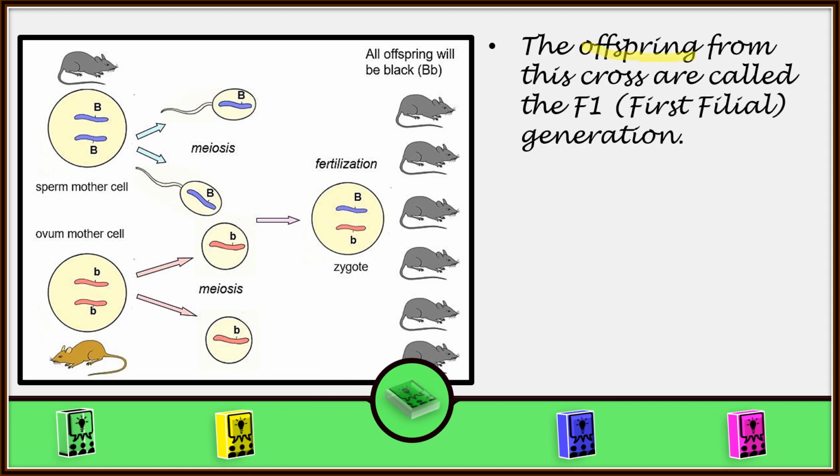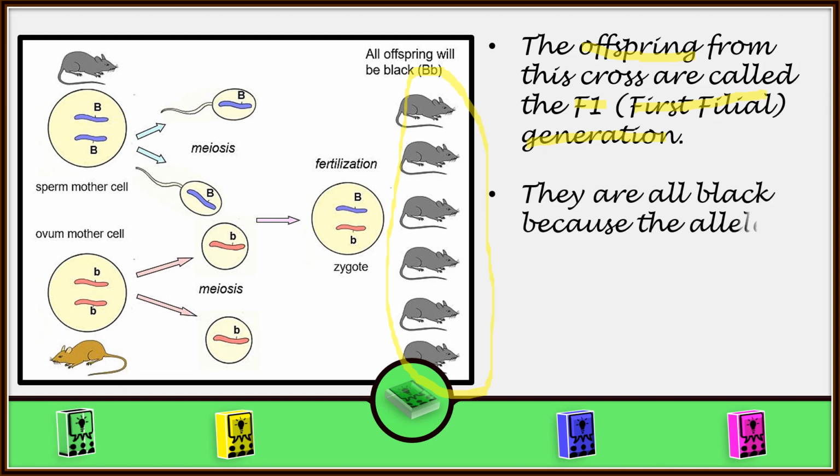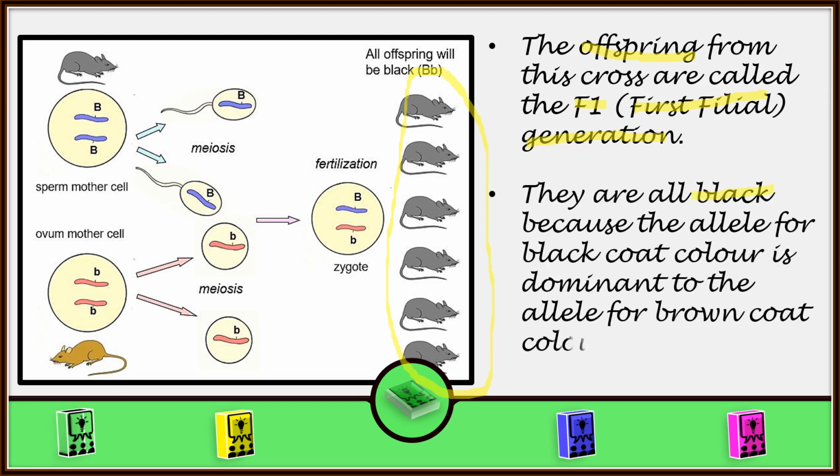The offspring from this cross is called the F1 or first filial generation. So these offspring that we are getting from this combination, we call them the F1 generation or the first filial generation. They are all black because the allele for black coat color is dominant to the allele for the brown coat color.